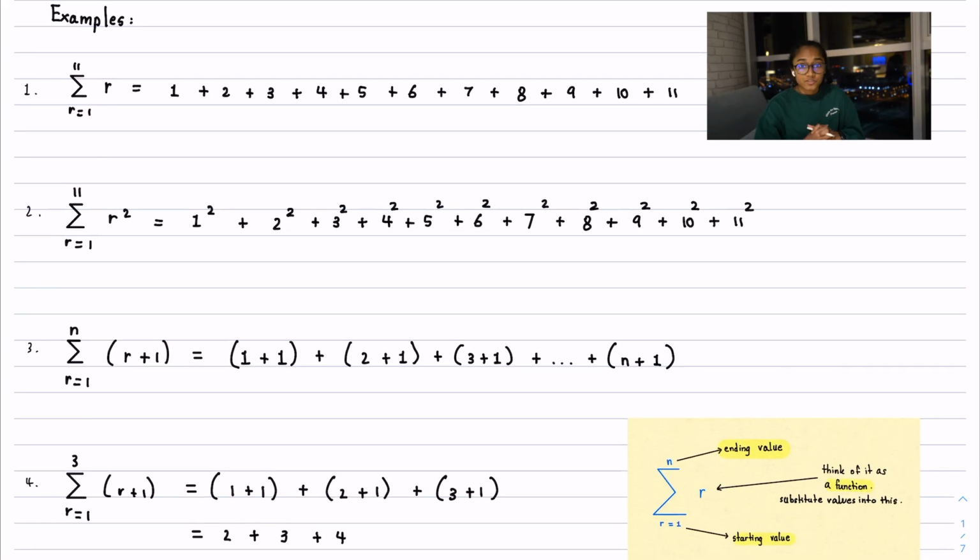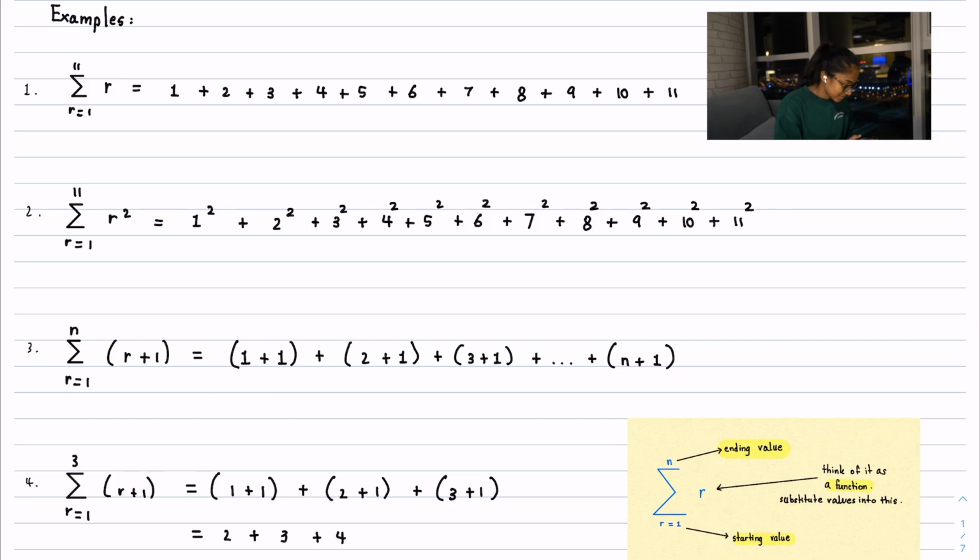Okay, so the first one, the ending value is 11 and the starting value is 1. And we can see the function is r, so it's just that one value. So our starting value is 1, the ending is 11, and since the function is just r, all we have to do is put 1, 2, 3, 4, 5, 6, 7, 8, 9, 10, 11. And because of the sigma, or the summation sign, all we have to do is add them up. That's all we're going to do.